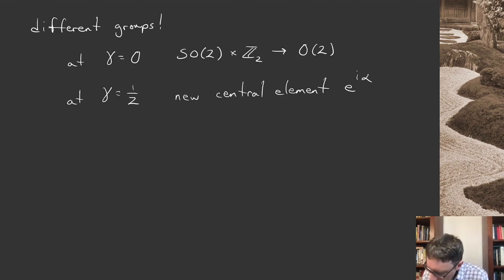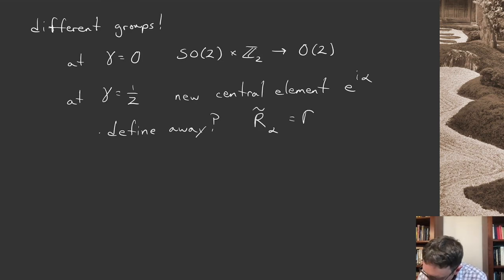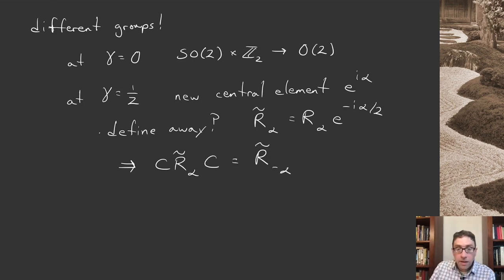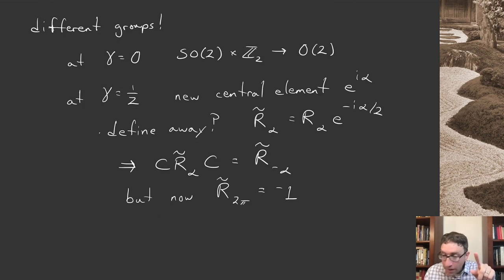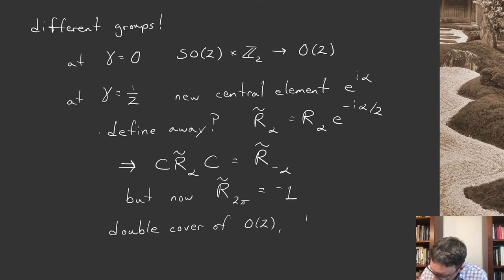And, well, we could try to define it away, see what happens. Maybe we could define a different rotation element, R alpha tilde, which is R alpha e to the minus I alpha over 2. And then indeed, when I do this conjugation, C R alpha tilde C, I get R minus alpha tilde without that extra phase, which is what I'd like. But now a rotation by 2 pi is no longer the identity, it's minus 1. So I've got to go around 2 pi and then another 2 pi to make 4 pi to get the identity. So what I'm finding here is a double cover of O2, which has a name, it's called Pin 2. And so indeed in this gamma equals 1/2 case, there is some non-trivial interplay between these two groups, the reflection symmetry and the SO2 symmetry.